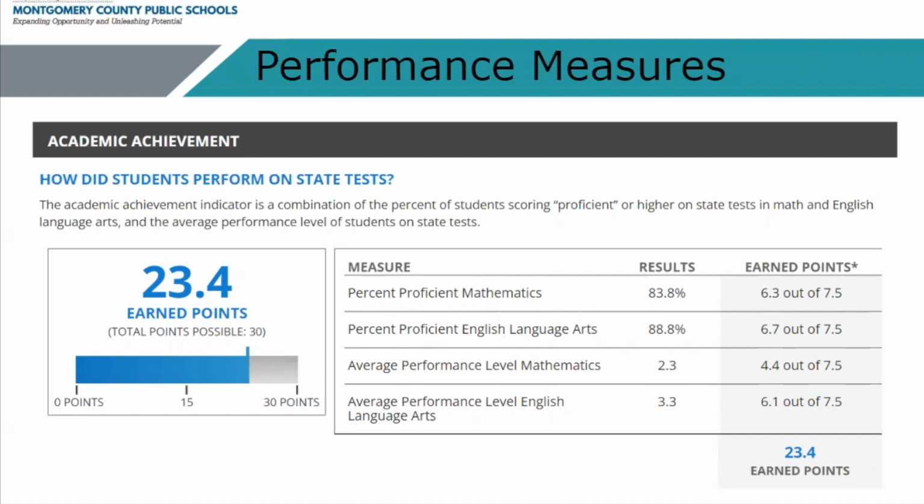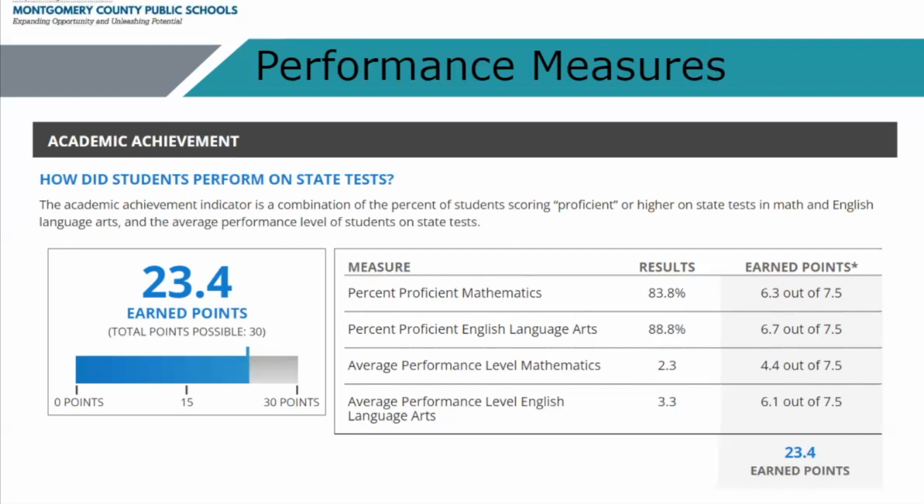The first is percentage in mathematics. So how many students were proficient in math measures? And you see our result was 83.8%. That gets us 6.3 points out of a possible 7.5. The next one is proficiency in English language arts. That's 88.8% at Wooten. That's 6.7 points. So you get to see now kind of how results become earned points.